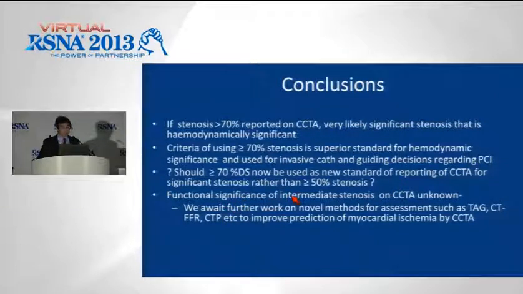The functional significance of intermediate stenoses, that means 50 to 70% on CT, is unknown. And we await further work on novel methods, which I mentioned, such as transmural perfusion ratios, CT FFR, CTP, etc., to improve prediction of myocardial ischemia by CTA. Thank you very much.